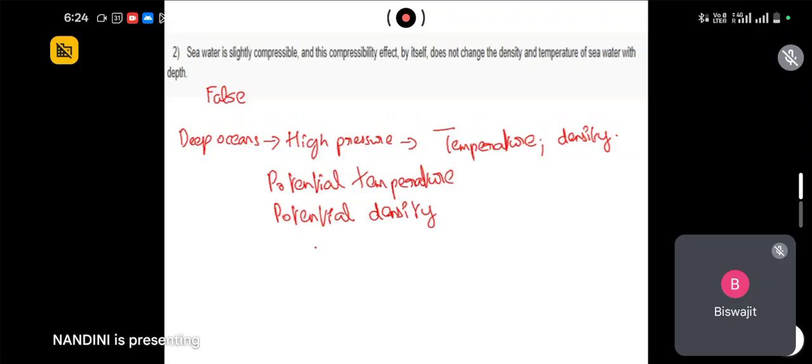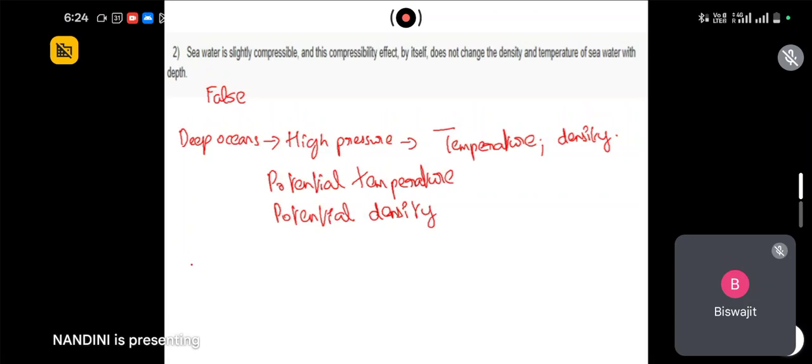We have used this in the atmosphere also, so I think you know what potential temperature or potential density means. It is the same definition as in the atmosphere. It is basically the value that a parcel of seawater at a particular depth will have if that parcel is adiabatically brought to a chosen reference pressure from its original pressure.